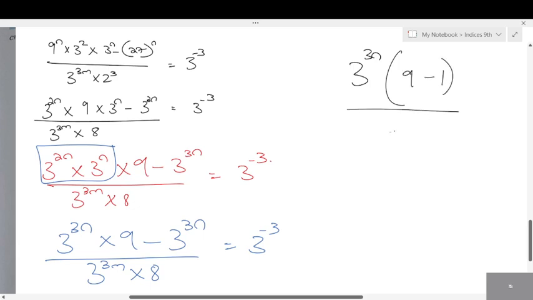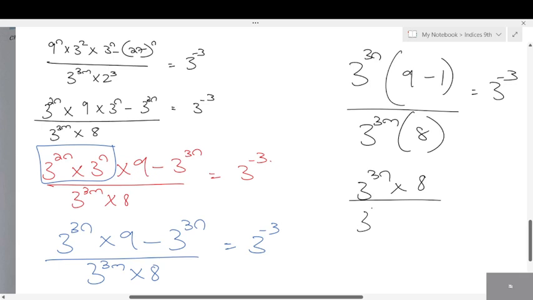9 minus 1. In the denominator, 3 to the power of 3m into n is equal to 3. What is 9 minus 1? 8. And in the denominator, what do we have? 8. Which one gets cancelled?